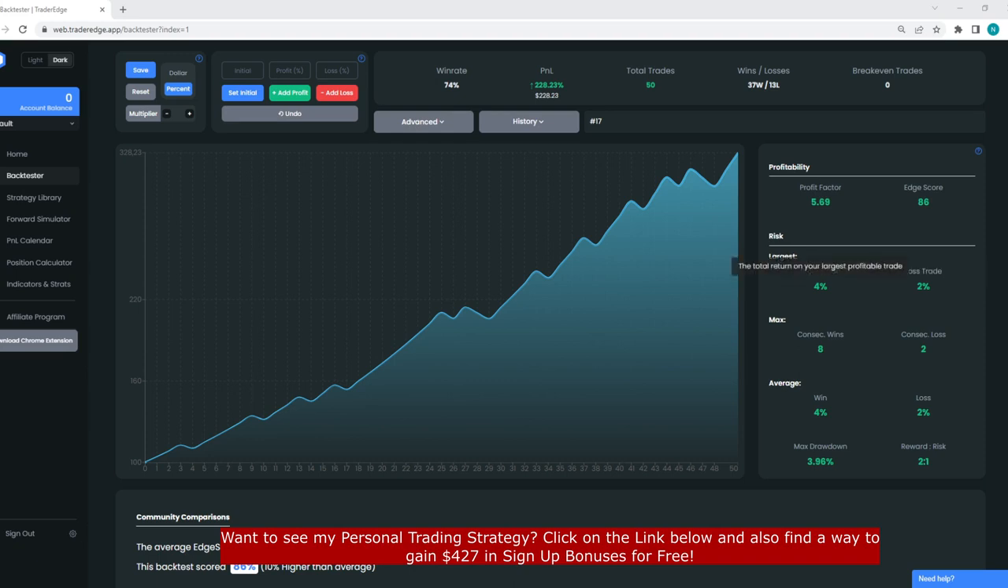Our maximum consecutive wins were 8 in a row, which was right over here, and our maximum consecutive losses were 2 in a row, and our maximum drawdown was 3.96%. In my opinion, this strategy is very profitable. Maybe it is not as profitable as some other strategies, as it took a little bit longer for us to get these 50 trades. But as we have more time between the trades, it might be a little bit more relaxed. So it depends on what kind of trading you prefer.